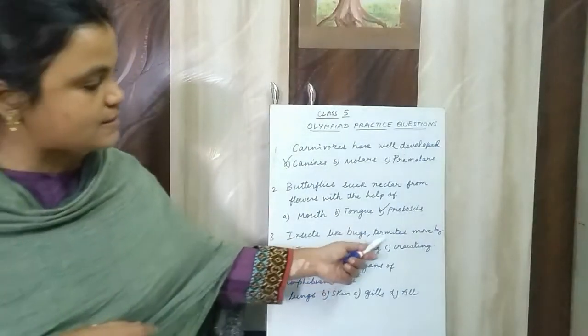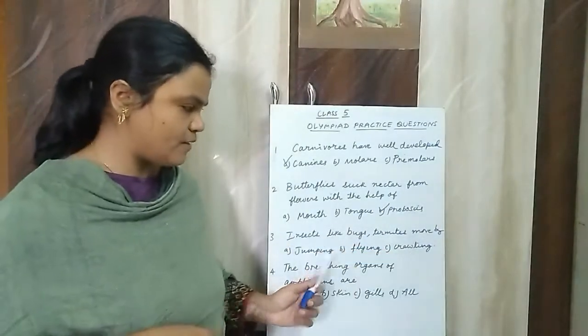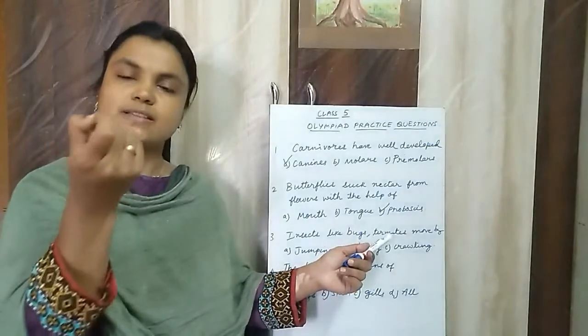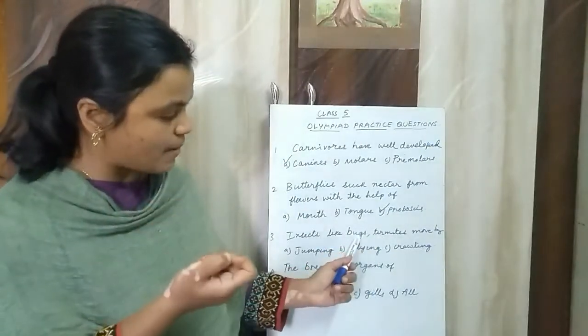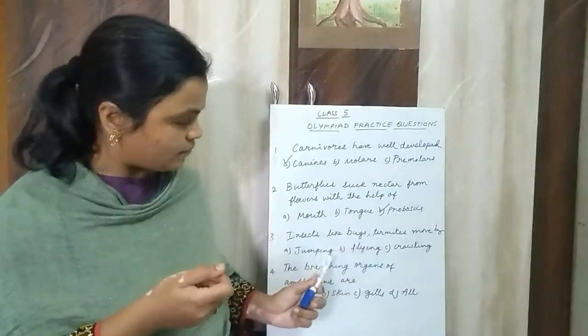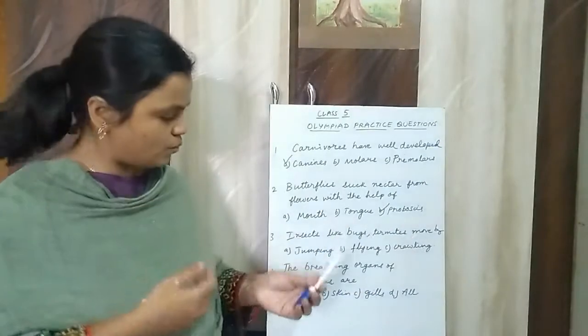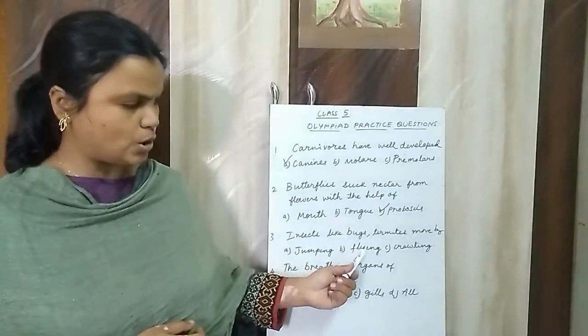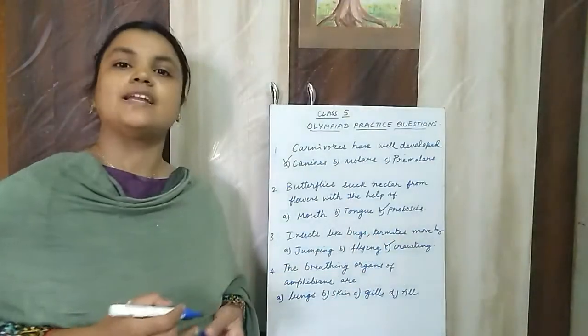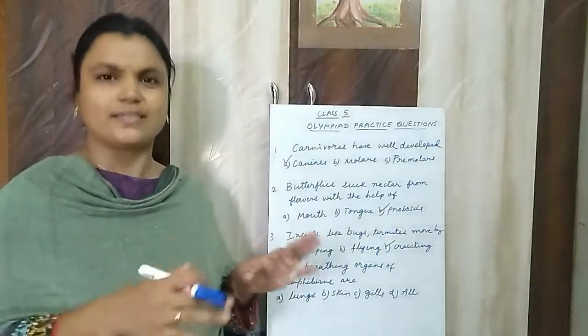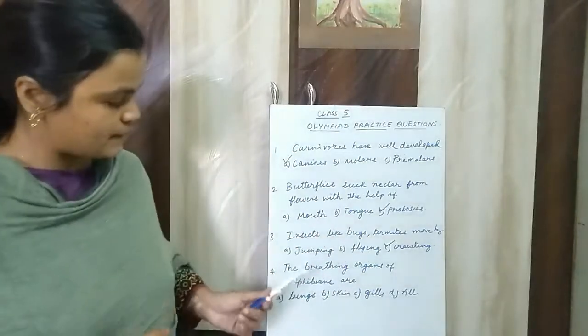Insects like bugs and termites move by, so what are termites? Small ant-like creatures, right? Bugs also, how do they move? They don't jump, they don't fly. What is the correct mode of locomotion in them? That is crawling. They just walk, they crawl on the surface.